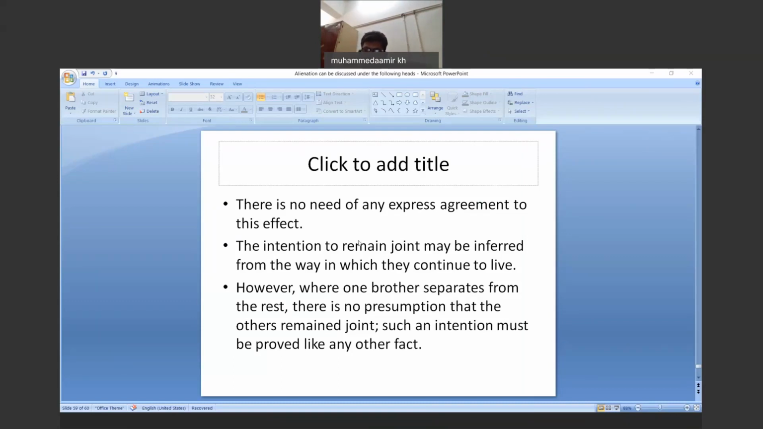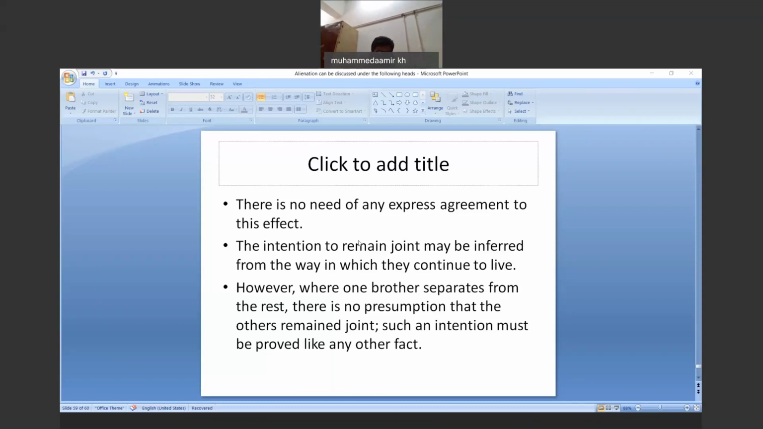And when you read your procedural law, especially your evidence law, you will come to this particular conclusion: presumptions of fact, presumptions of law. Facts are something which tell a particular thing, and then by applying the law, the court draws a conclusion. The court comes to a conclusion. Okay.